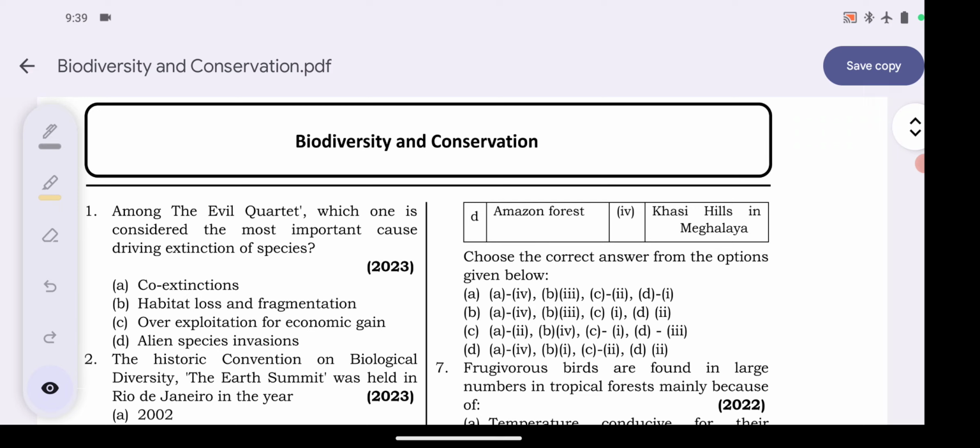Among the above quadrants, which one is considered the most important cause driving extinction of species? Option A, co-extinction. Option B, habitat loss and fragmentation. Option C, overexploitation for economic gain. And option D, alien species invasion. So here the answer will be option B, habitat loss and fragmentation, because habitat loss and fragmentation is the most important cause driving animals and plants to extinction. So B option is the correct answer.